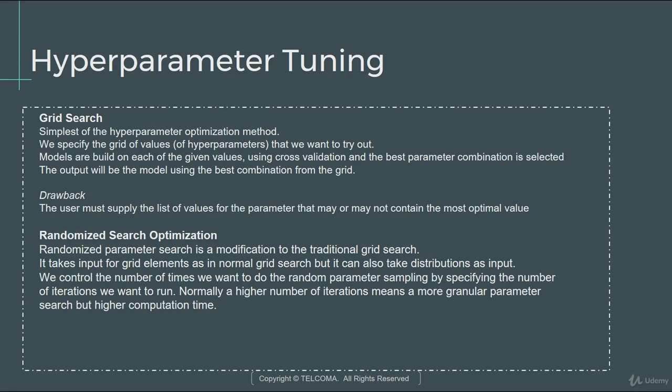When you talk about hyperparameter tuning or hyperparameter optimization, it is the process of finding the best value for a particular hyperparameter. There are two popular techniques that can be used for hyperparameter tuning. One is grid search, and the second is randomized search optimization. Grid search is an extremely simple option, one of the simplest forms of hyperparameter tuning.